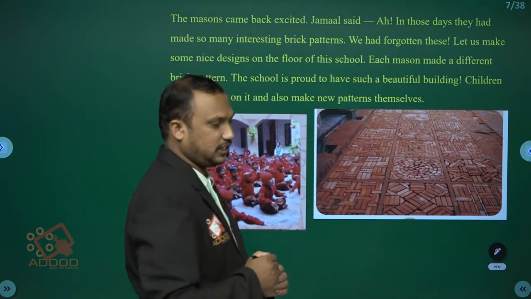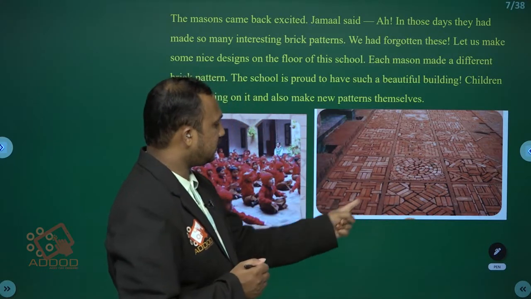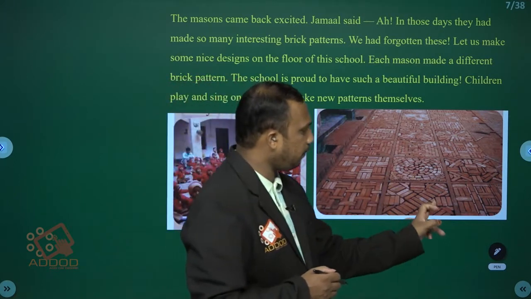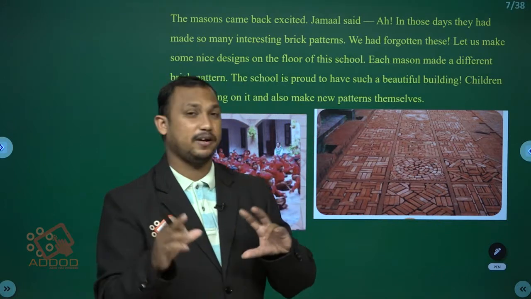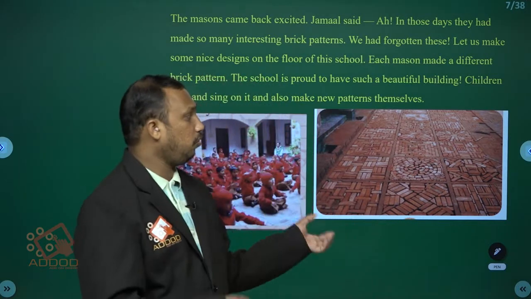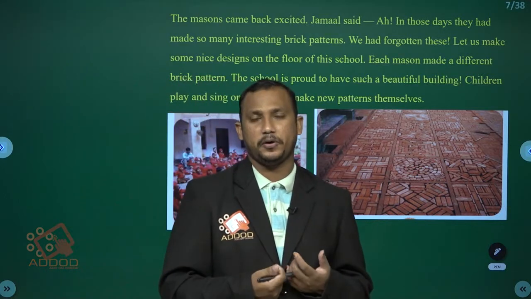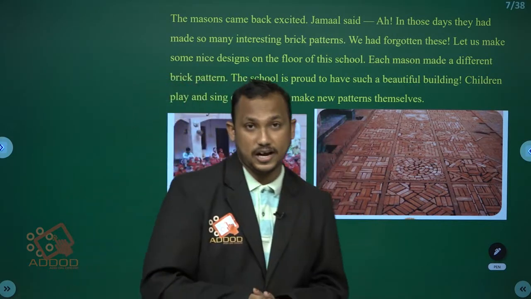Three types of patterns were constructed there. The circle type was made by one person, the grill-wise one was made by another, and the cross type was made by others. So these three different types of patterns were made by different masons, and the school was also very proud, seeing how beautiful the school building was looking. And the children also helped them.